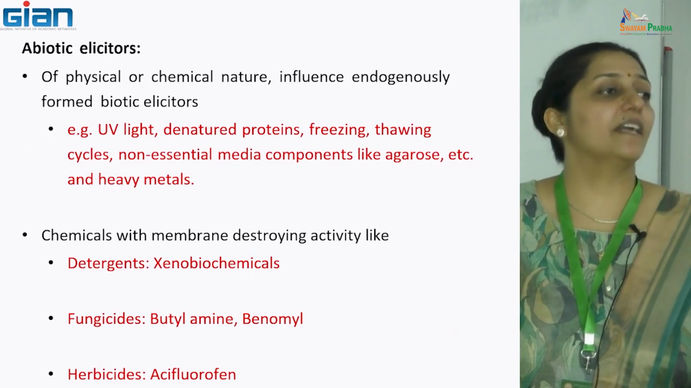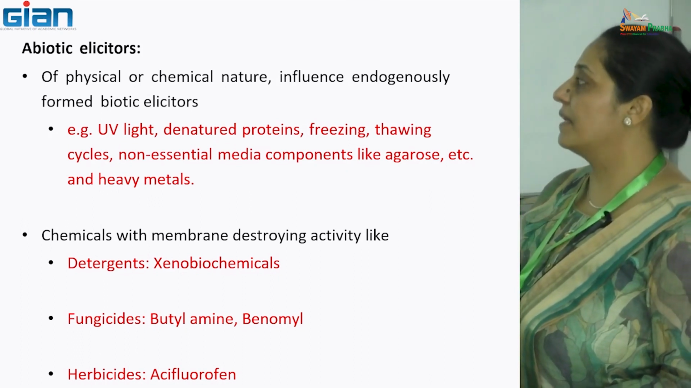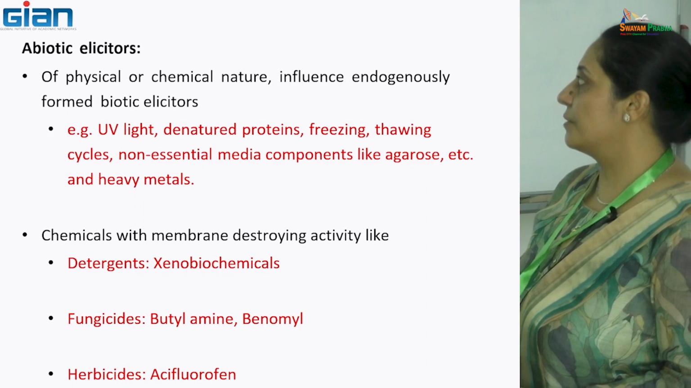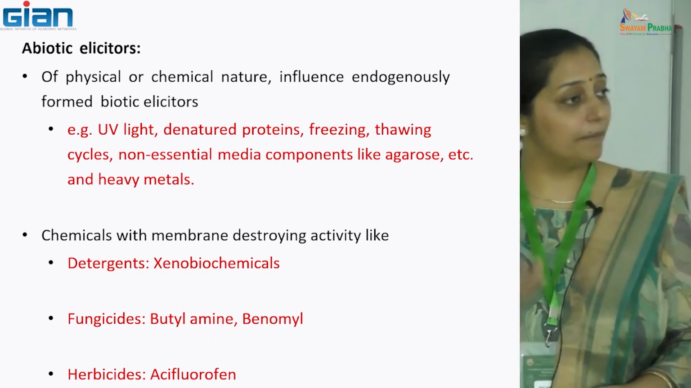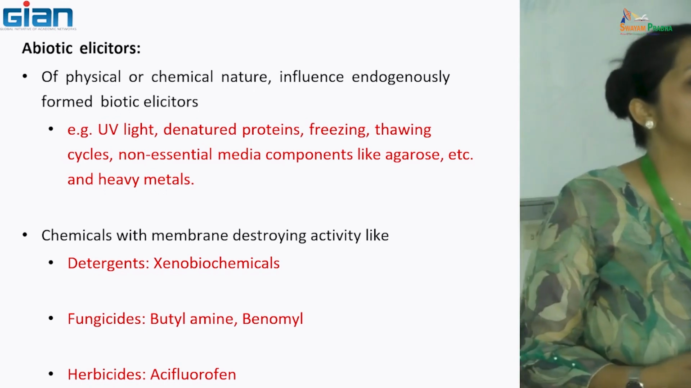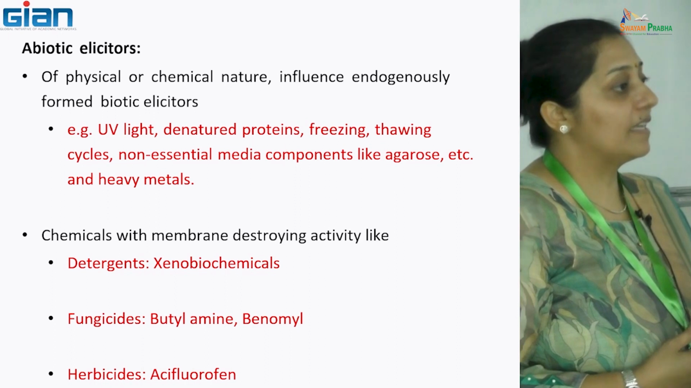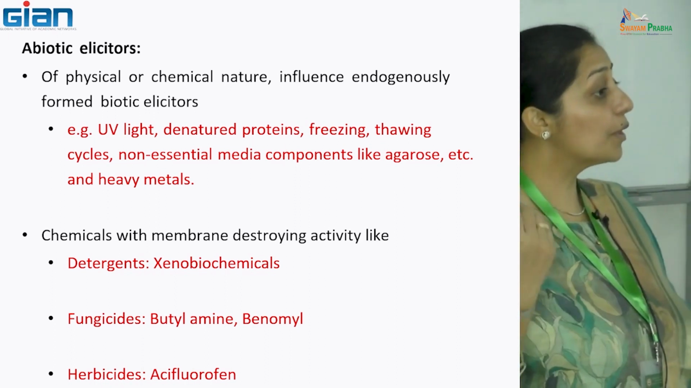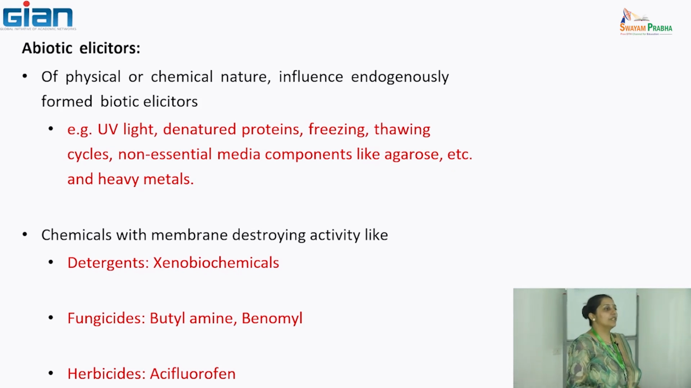Abiotic elicitors: any kind of stress inducers have been reported as abiotic elicitors. For example, people have used UV light, denatured proteins, freeze-thaw cycles, or heavy metals. But please keep in mind that if you are using very toxic chemicals like heavy metals, that can be a problem in your downstream processing, especially when you are working with pharma components. So one has to be judicious in choosing what kind of elicitors you are using in your system.